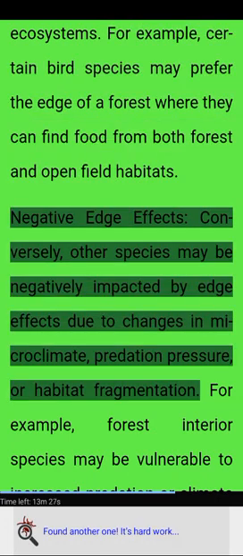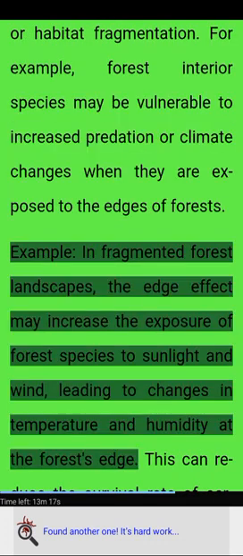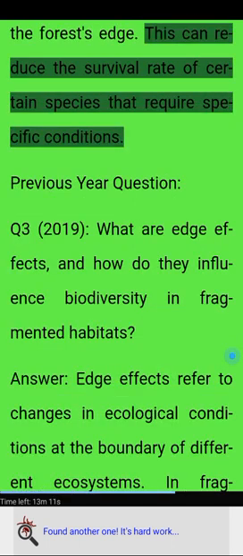Conversely, other species may be negatively impacted by edge effects due to changes in microclimate, predation pressure, or habitat fragmentation. For example, forest interior species may be vulnerable to increased predation or climate changes when they are exposed to the edges of forests. Example. In fragmented forest landscapes, the edge effect may increase the exposure of forest species to sunlight and wind, leading to changes in temperature and humidity at the forest edge. This can reduce the survival rate of certain species that require specific conditions.